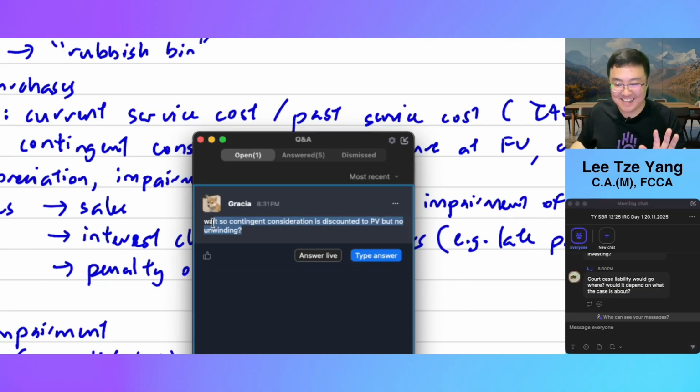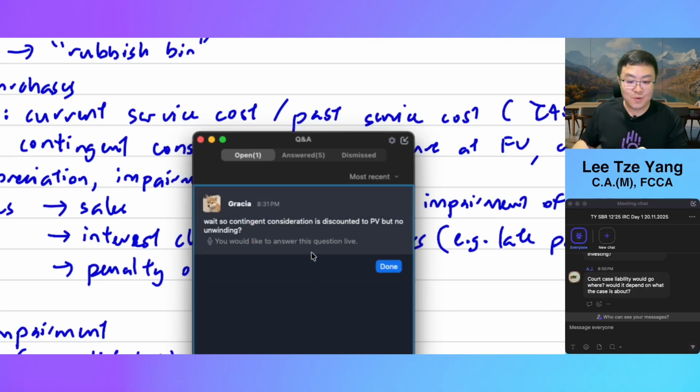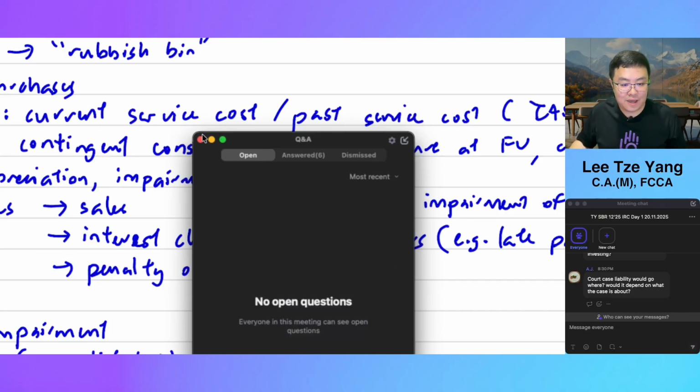So okay, thank you for asking. I hope this clarified. We don't do unwinding there. We actually just straight away measure to fair value. Changes goes to SOPL operating, end of story. Because the standard is very clear of this. The standard also says contingent consideration doesn't qualify for financing. It's actually very clear on this. Okay, so hopefully this helps.